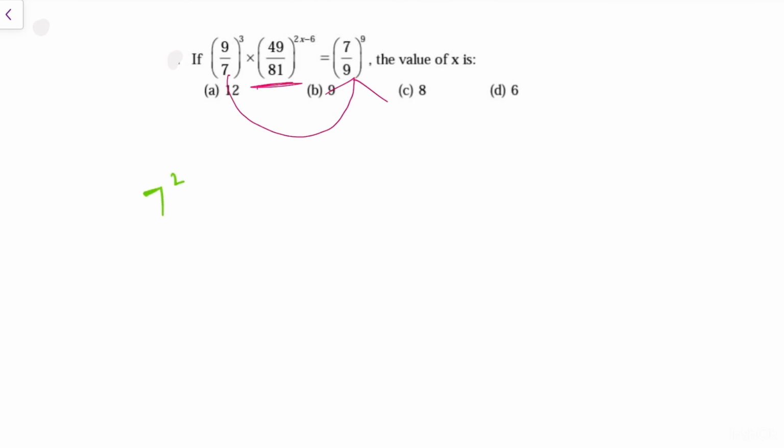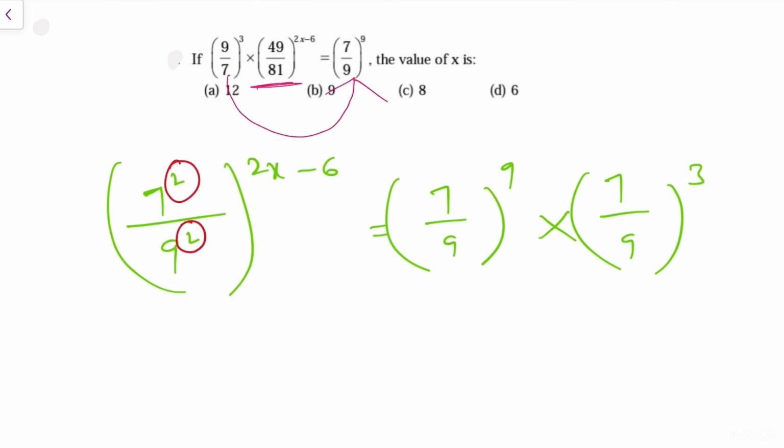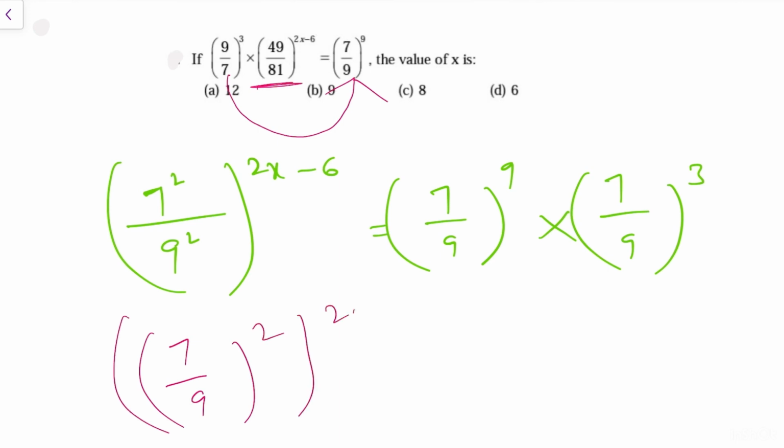49 can be written as 7 square, 81 can be written as 9 square, whole power 2x minus 6, that is equal to, right side already (7 by 9) whole power 9 is there, into, now from the left side I am taking 9 by 7, right? If I take it to the other side it becomes the reciprocal, (7 by 9) whole power 3. Now here 2 is there, here 2 is there, so the square is applicable for numerator as well as denominator, so I can write it as (7 by 9) whole power 2, as well as whole power 2x minus 6, is equal to (7 by 9) whole power 9, (7 by 9) whole power 3.